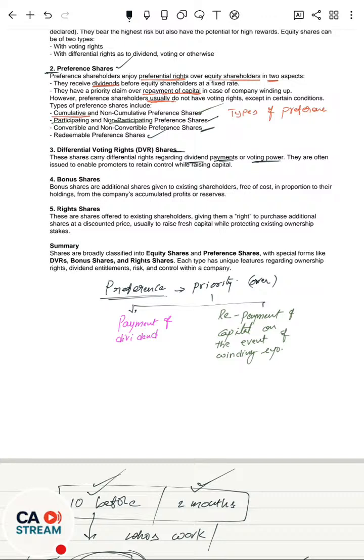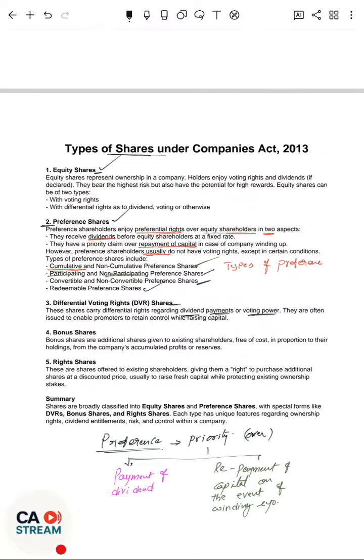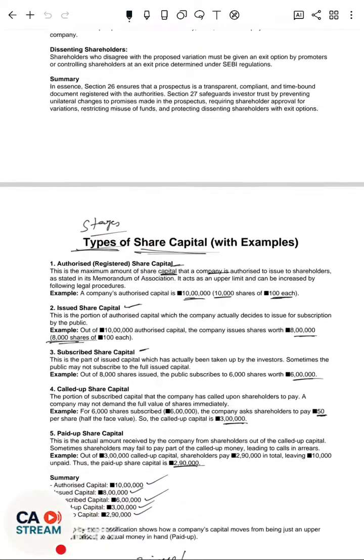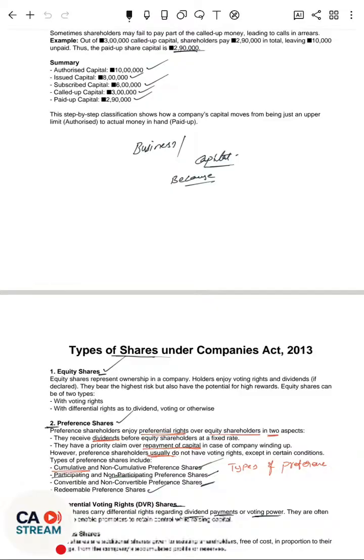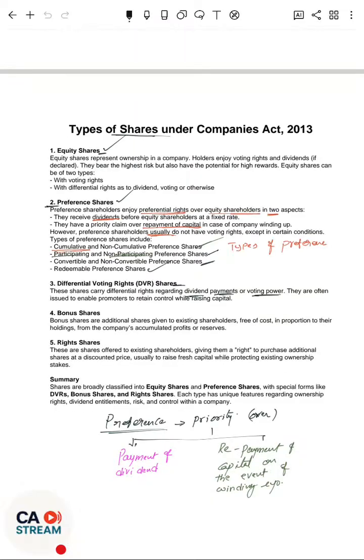The company hadn't paid the preferential shareholder the dividend in the year where the company is not having any profit. But in the next year, the company paid the dividend for both the years. That is nothing but the cumulative preferential shares. So we have discussed to the extent of differential voting rights. Ramesh, differential voting rights are also clear.